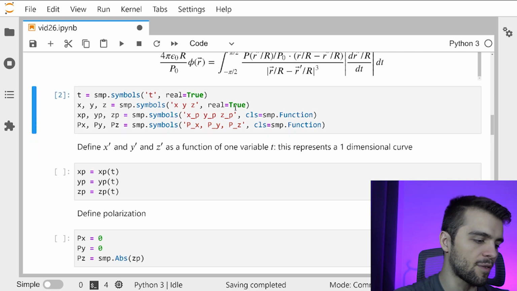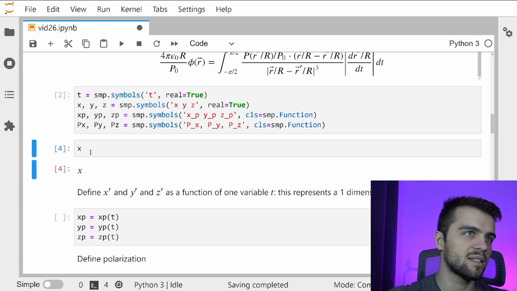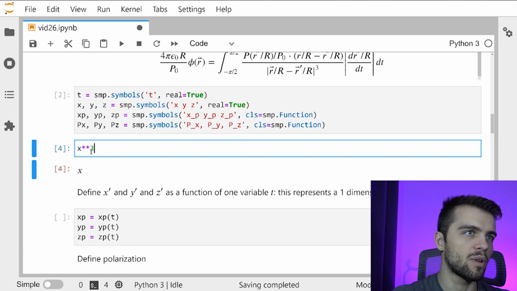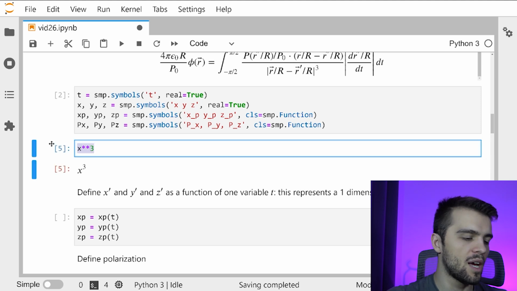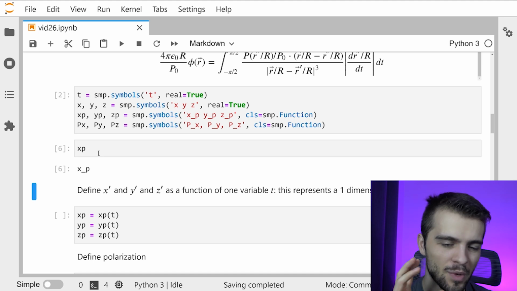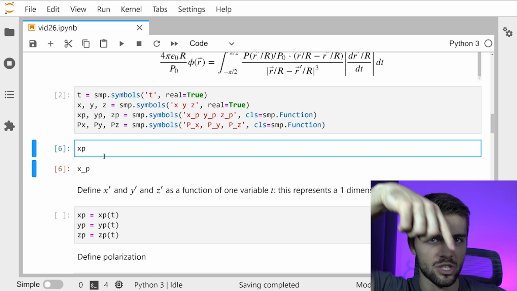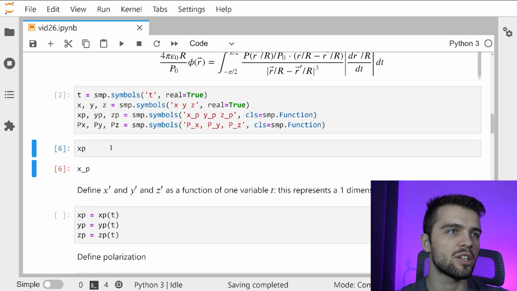So I go like this, and I have all my variables, right? I have x, y, and z like this. I can do operations on them. They're just sympy variables. X prime, y prime, and z prime are functions. So they look like this, and I have to explicitly define them as functions of t here. Remember, t isn't time. T is just a variable that we use to specify the location on the curve.